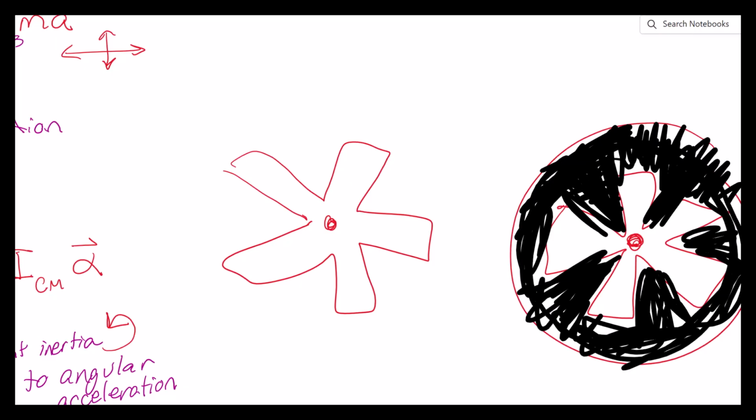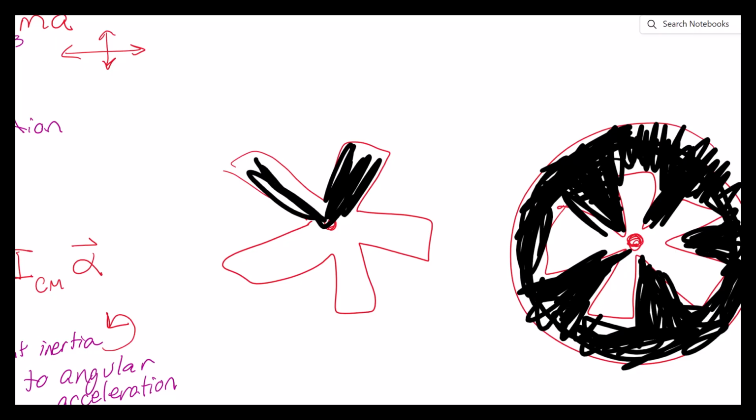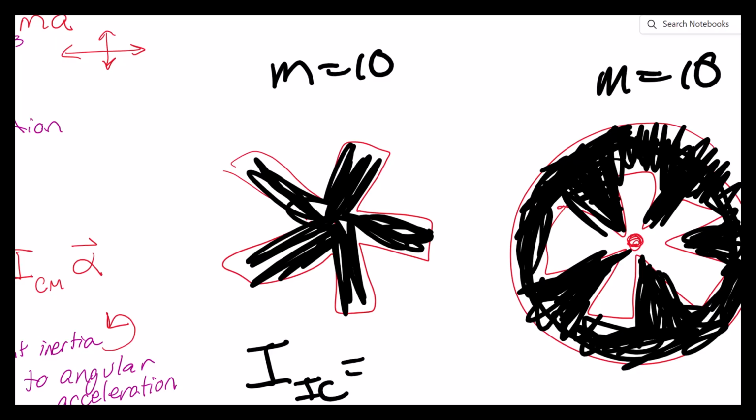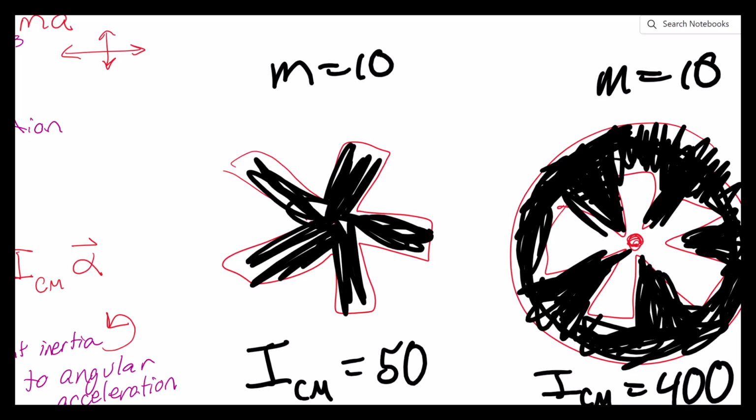But basically the idea is when the mass is far away from the center, it's harder to get it to start to rotate. Whereas if the mass is more concentrated toward the center, so even if these weigh the same, so if the mass of this is 10 and the mass of this is 10, it could be that the I_C of this is like 50, but the I_C, and I'm calling it I_C, I think your book calls it the center of mass. Center of mass might be like 400, just because there's so much more mass that you have to get around to get it to spin.